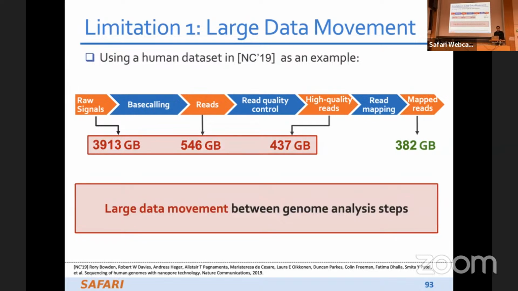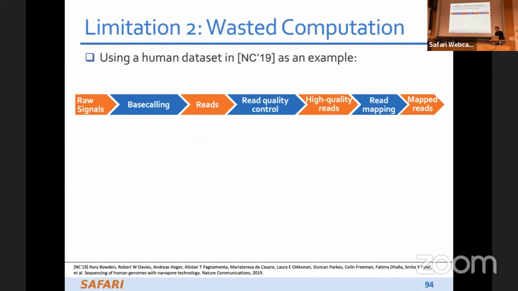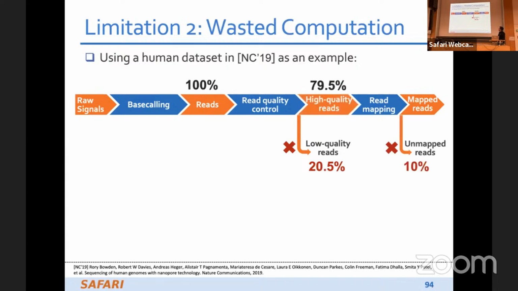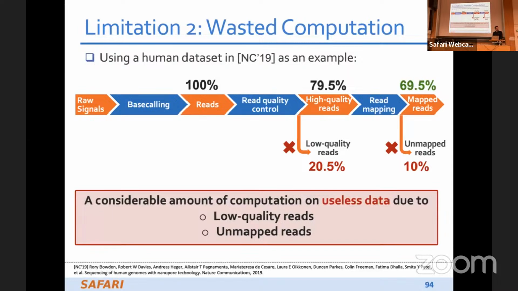But we don't stop here, because this data movement is not necessarily useful for us. Imagine you process maybe 100% of the reads that you generate from basecalling, but then some of them will be eliminated in the quality score checking, and some of them will be eliminated further in the read mapping. So this means that you're also doing the data movement and the computation unnecessarily, because they are eliminated later on in the later steps.